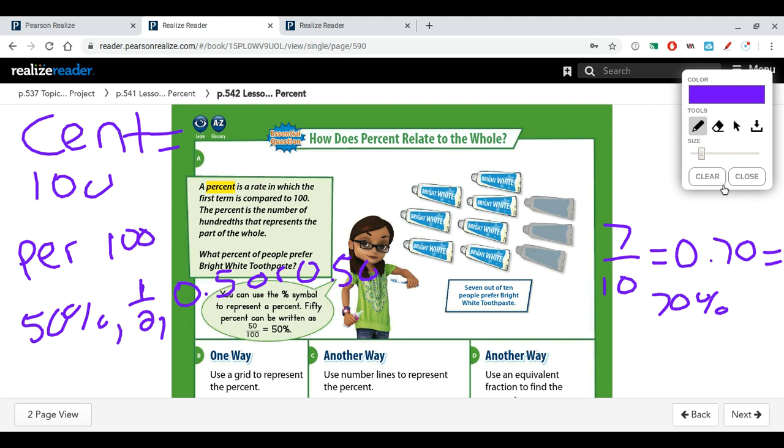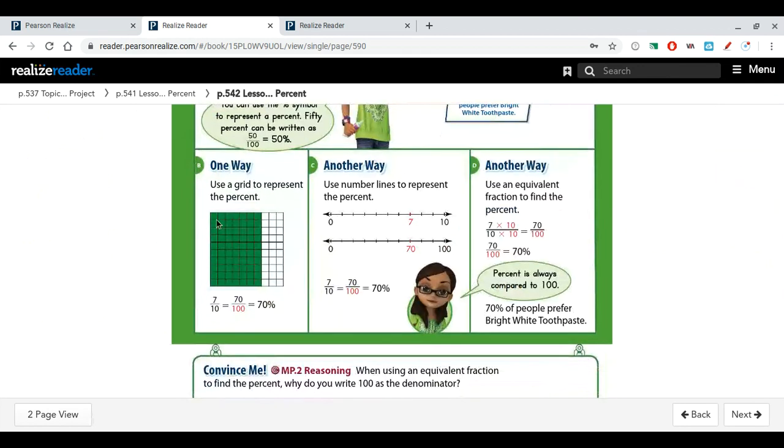Okay, they show us a couple different ways that we can represent a percent. If we take a look at the ways that we can represent it, the first way is to create a grid.